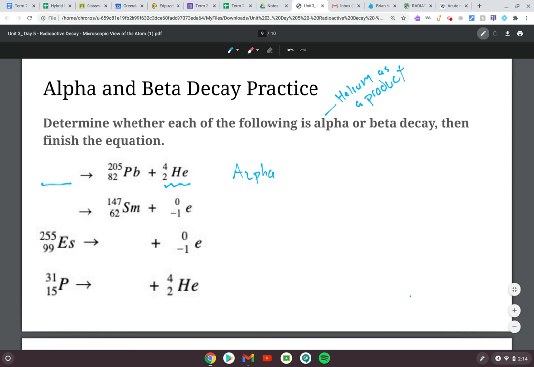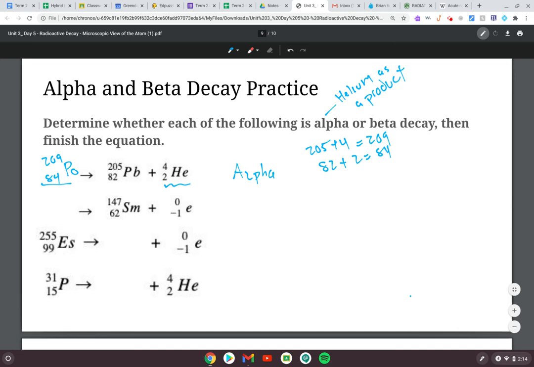And alpha radiation means that when we're going through this process, the mass number has to be the same on both sides of the arrow, and the atomic number has to be the same on both sides of the arrow. So if I take 205 plus 4, that gives me 209. So that's going to be my mass number on my reactant side. And 82 plus 2 is 84. That's going to be my atomic number on the reactant side. And if I locate element number 84 on my periodic table, I see that it happens to be polonium.